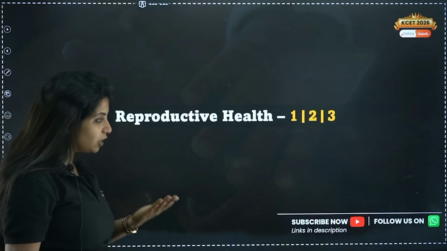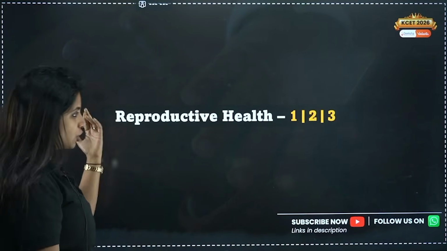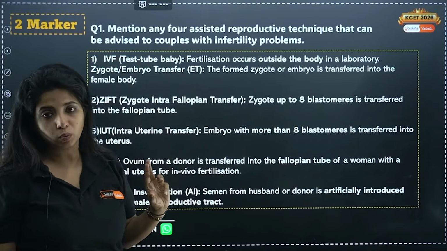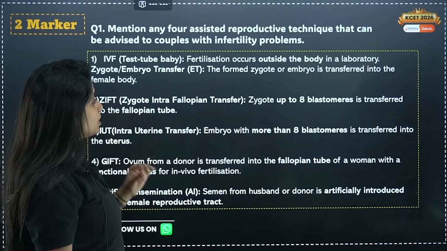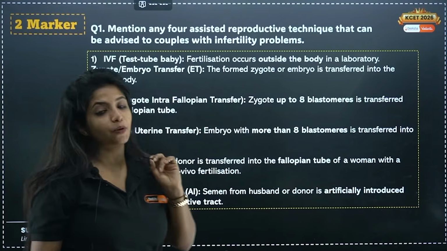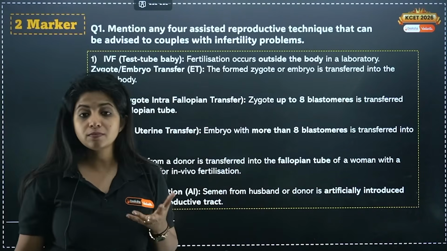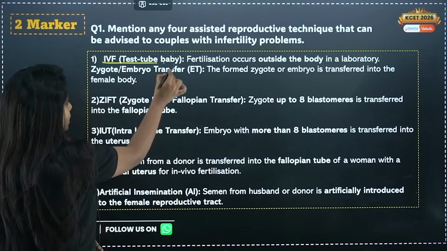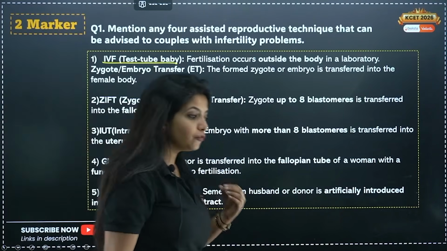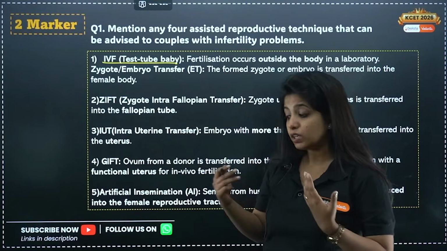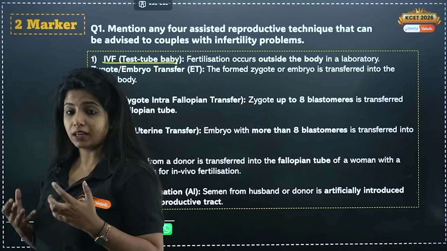Now there are the long form questions from this chapter. Initially we will be covering the model question paper questions and then we will be going ahead with the other ones. So mention any 4 assisted reproductive techniques that can be advised to couples with infertility problems. People are facing infertility problems, and what are the assisted reproductive techniques that can be used? First is in vitro fertilization, where basically a female is made to do hyperovulation, as in so many ovum is being produced in her body with the help of the hormones.